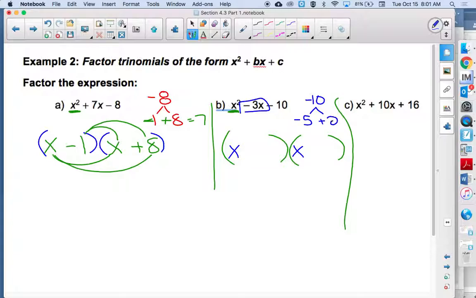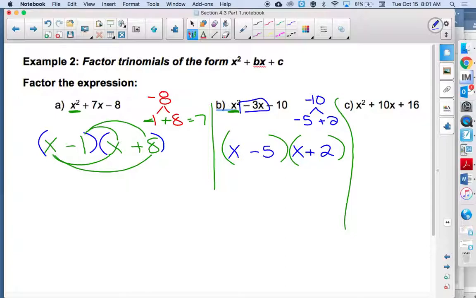Negative 5, positive 2. Negative 5 times 2 makes negative 10. But when you add them together, negative 5 plus 2 is negative 3. So those 2 numbers would be my factors: minus 5, plus 2. Again, doing a quick little check: x times x, positive 2, minus 5. That gives me negative 3 and then my negative 10.